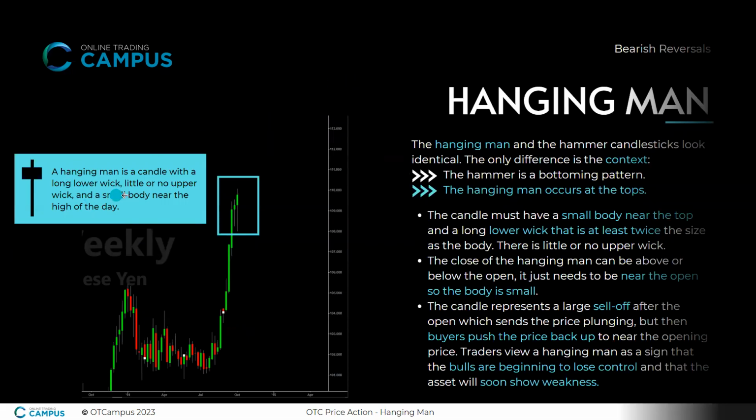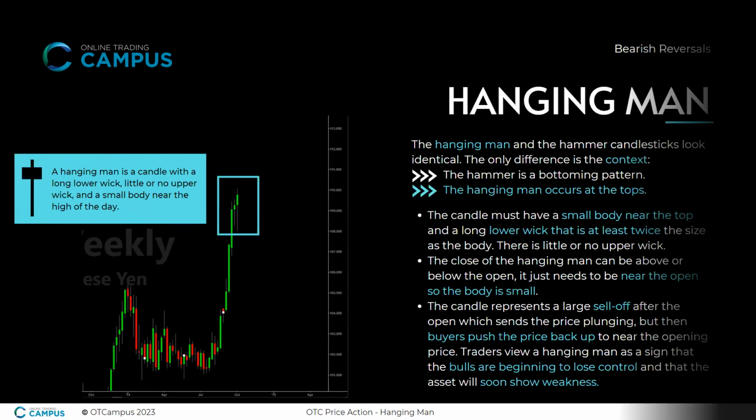A hanging man is a candle with a long lower wick, little or no upper wick, and a small body near the high of the day. Guys, if you watched already the module 1, the hammer candle, it looks like a hammer candle. The hanging man and the hammer candlesticks look identical. The only difference is the context.